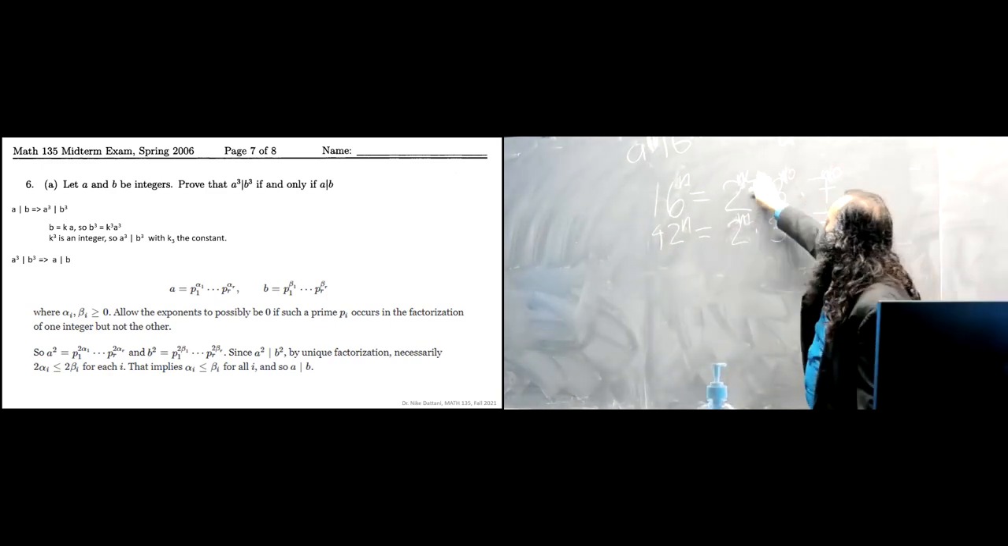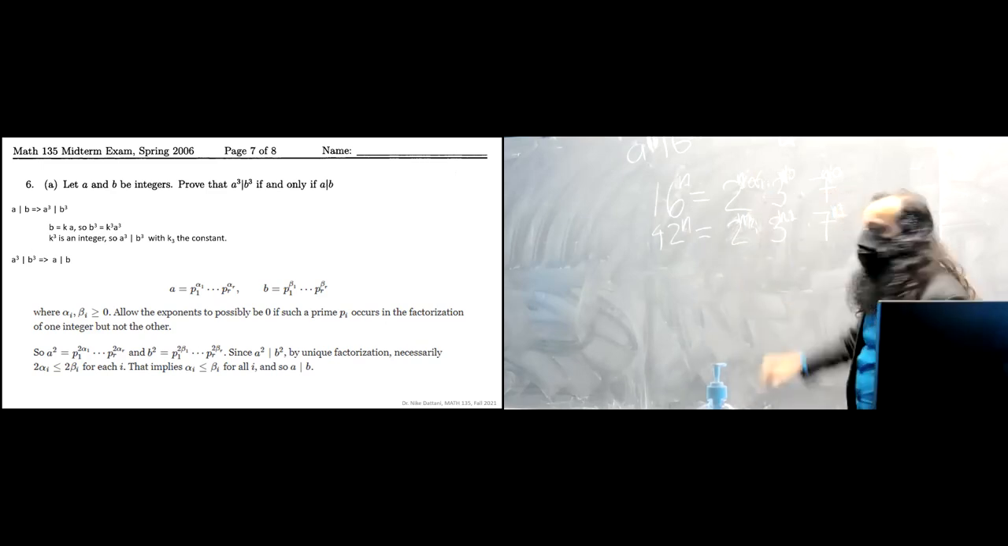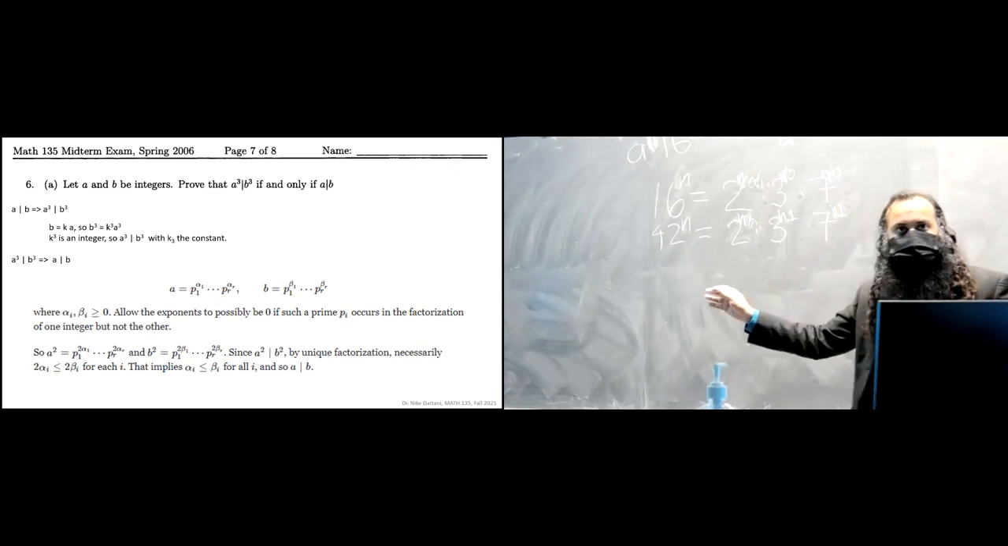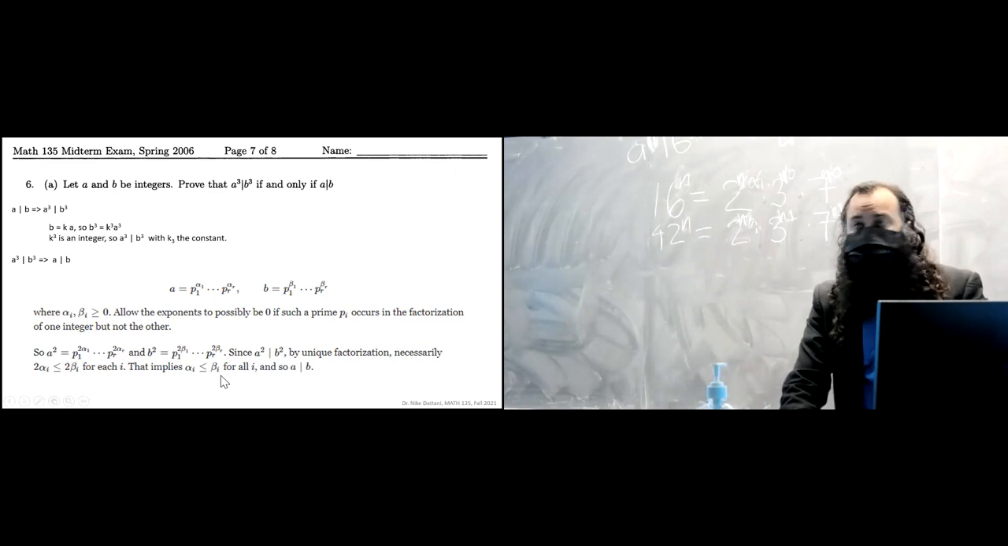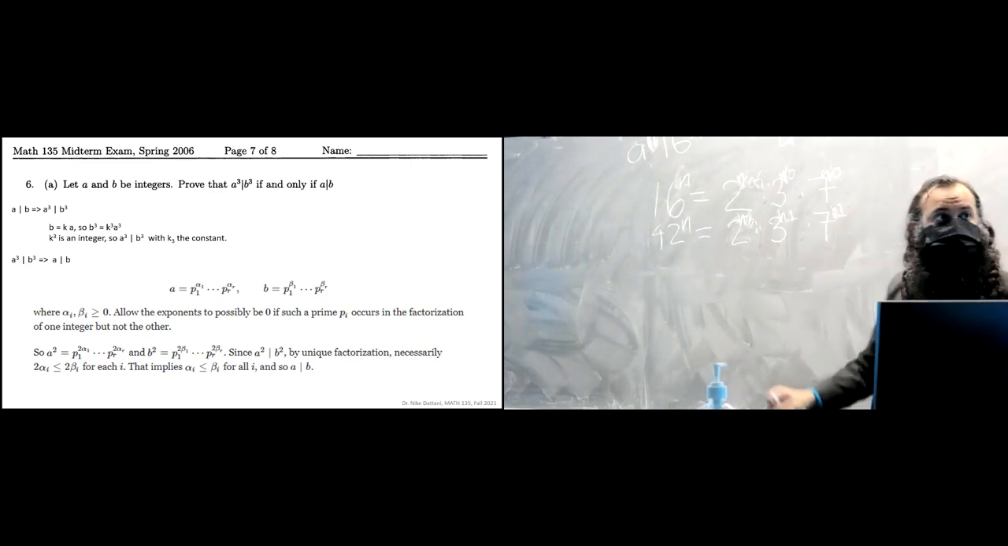So whatever this exponent is, this is alpha 1, this is beta 1. The alpha 1 has to be less than or equal to the beta 1. All the N's are the same, so those we can ignore, and it's the alphas and the betas that matter. All these alphas have to be smaller than or equal to the beta. If it's larger, if I have 7 to the power 7 and only 7 to the power 6, there's no way that that divides this.